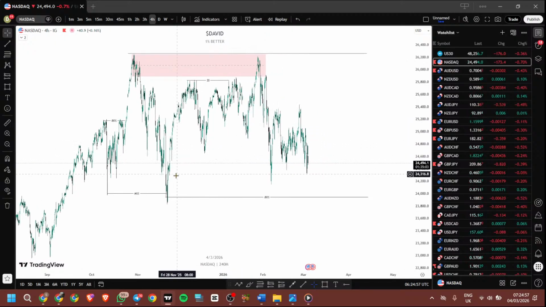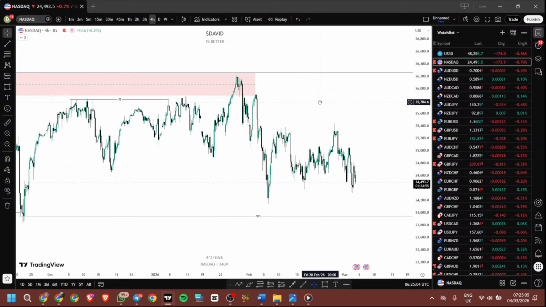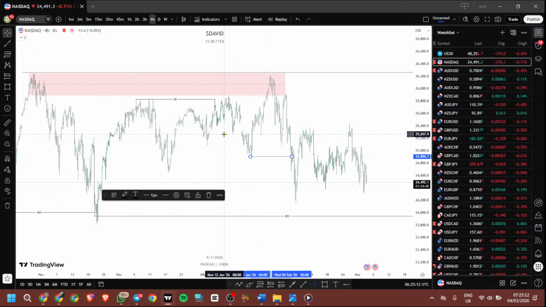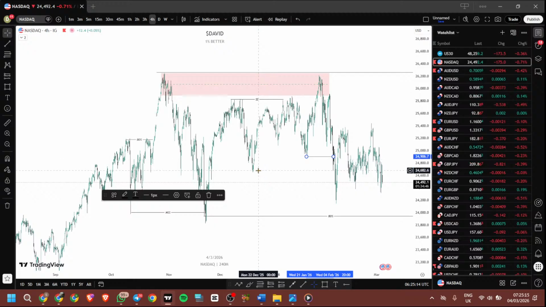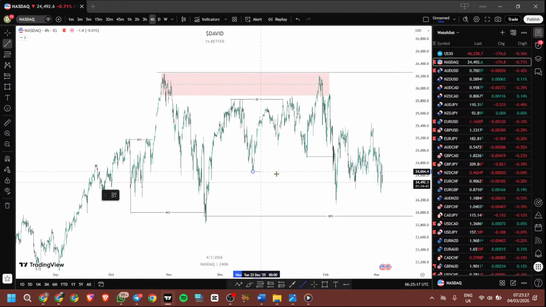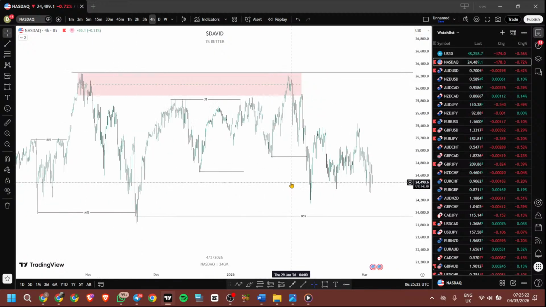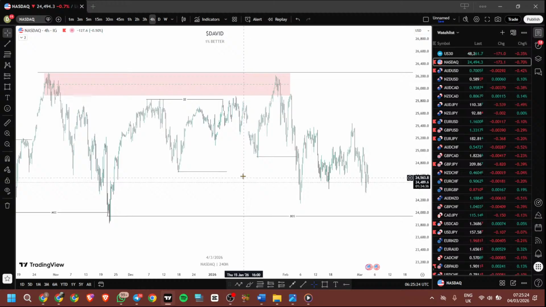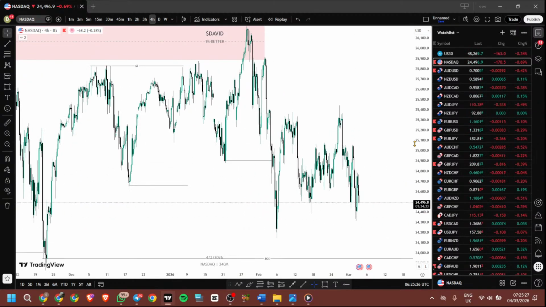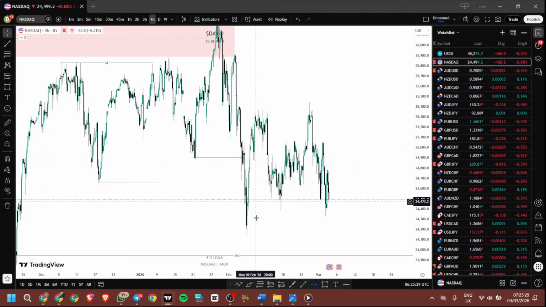Then we had mini structures here of some kind of buy. But what happened here? Price did this stuff again, like a shift. Like it shifts a reversal into this zone.